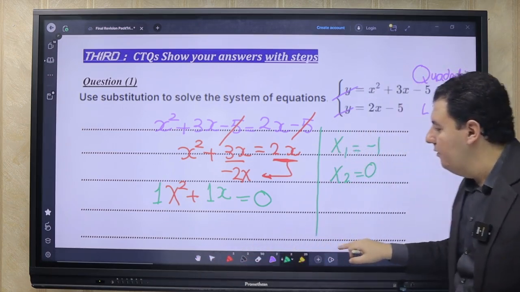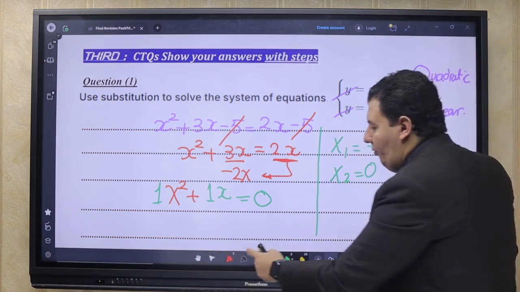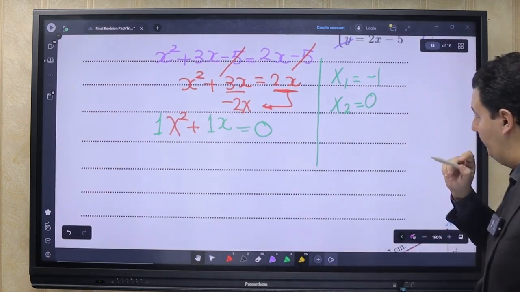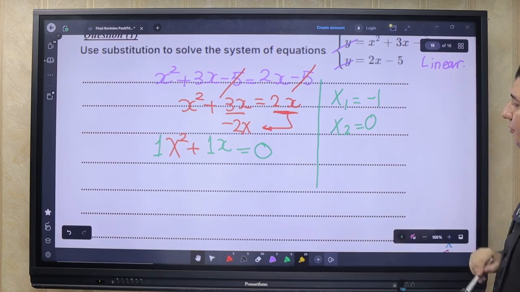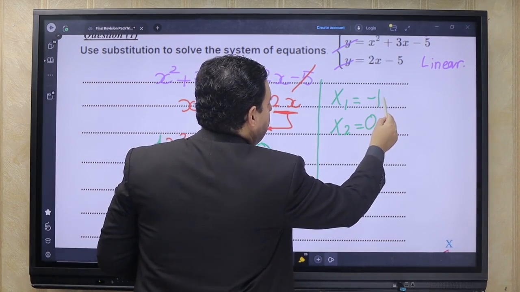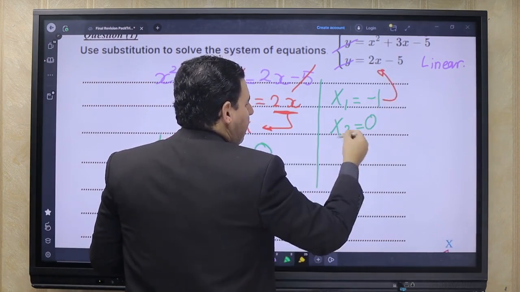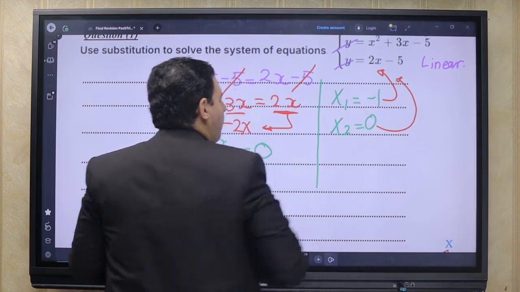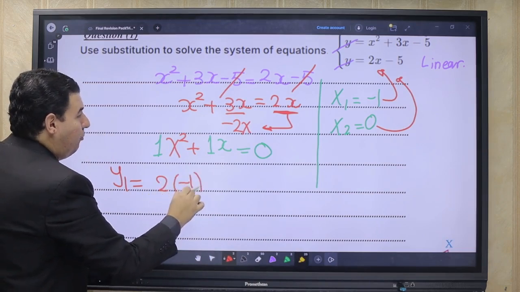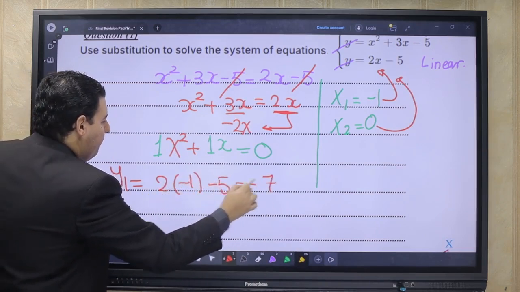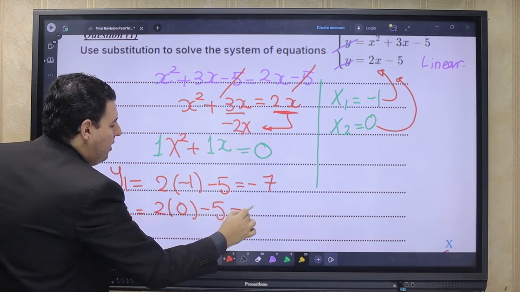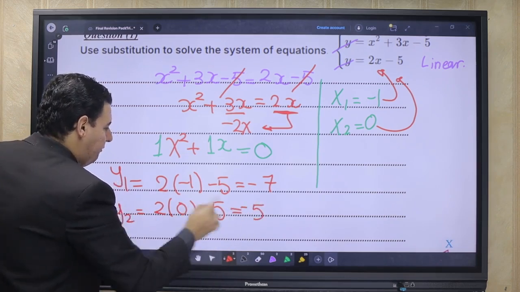So how can we find y1 and y2? These are x1 and x2, and I want to find y1 and y2. To find y1 and y2, we will substitute this x in this equation, which is easier, and 0 in this equation. So y1 equals negative 1 minus 5, so it will be negative 6, and y2 equals 0 minus 5, it will be negative 5.